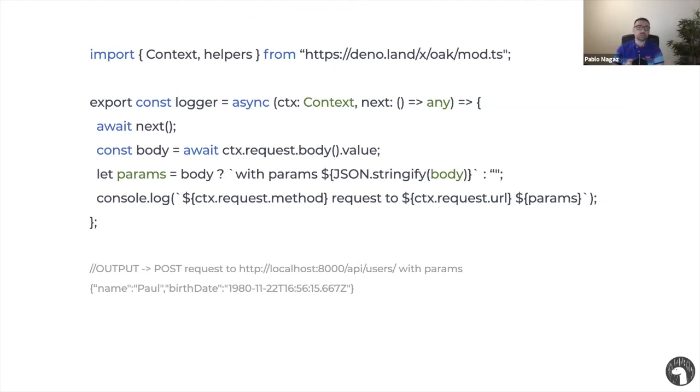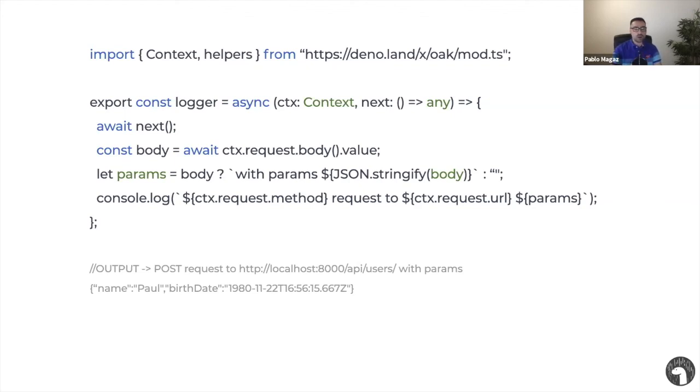Probably you have noticed that we have a next method as a second argument of our middleware. And if you are familiar with Express, probably it sounds pretty similar and familiar to you. And you are right, because the purpose of the next method is to pass the control to the next middleware on the stack. But the only difference here is that in Oak, the next method is asynchronous.